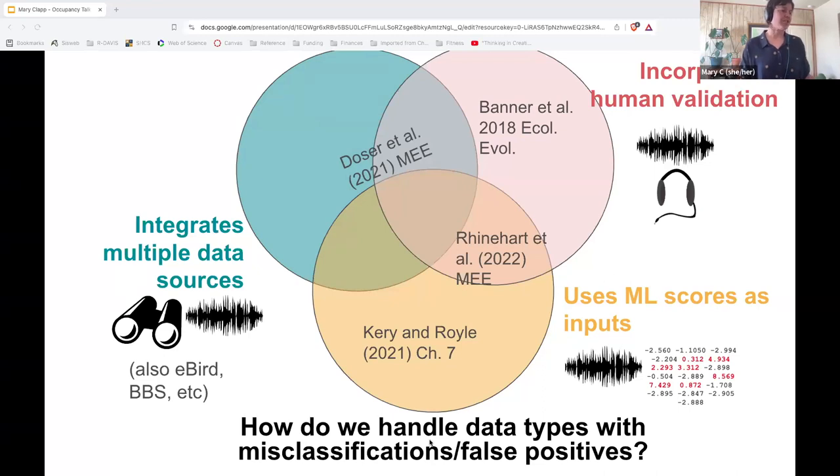So the major question is how we handle data types with misclassifications or false positives, in our case from acoustic data. And so Marc Kéry and Andy Royle described a possible model for this in their 2021 Applied Hierarchical Modeling book. And that's been applied in a number of places, such as my colleague Jerry Cole wrote a really great paper that uses and modifies that model slightly. And it does directly use the scores of that machine learning model that I described. It uses those scores as inputs in the model directly, rather than picking only the highest one and saying whether the bird is there or not there based on only the scores that you determine to be true positives.